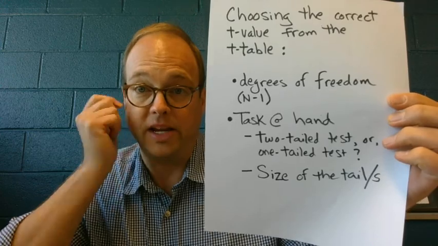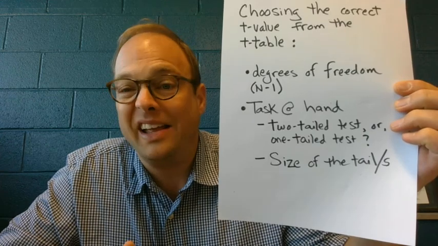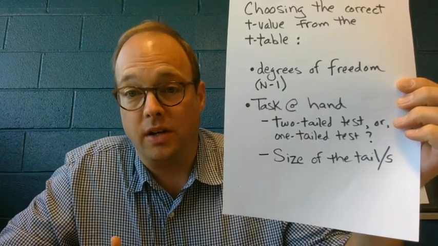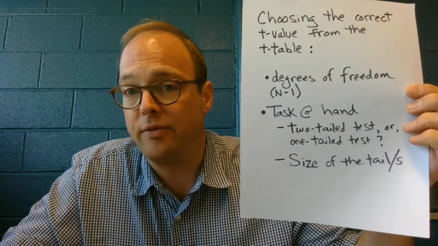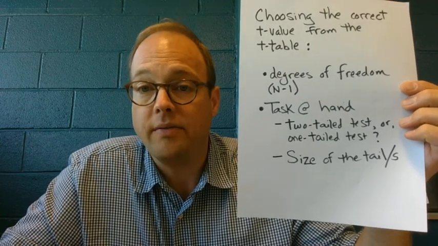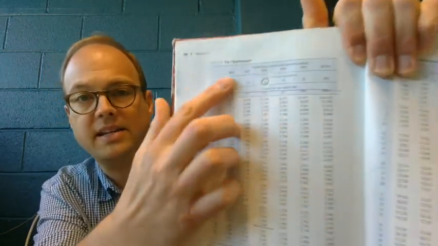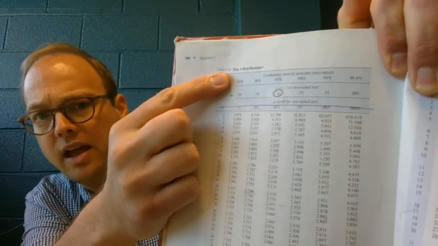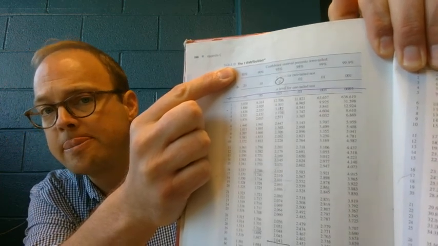The second piece of information that you need to know in order to choose the correct value from the t-table is the task at hand, which you're hopefully familiar with that phrase, task at hand, because I used that phrase, task at hand, in order to refer to the calculation of confidence intervals. And so far, up to this point, calculating confidence intervals, that is the first row on that t-table, calculation of confidence intervals. And you can see you have options 80%, 90%, 95%, and so on.